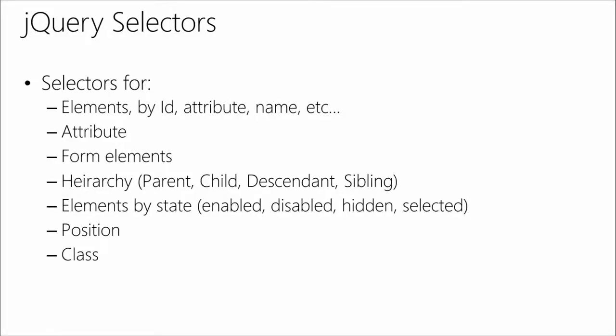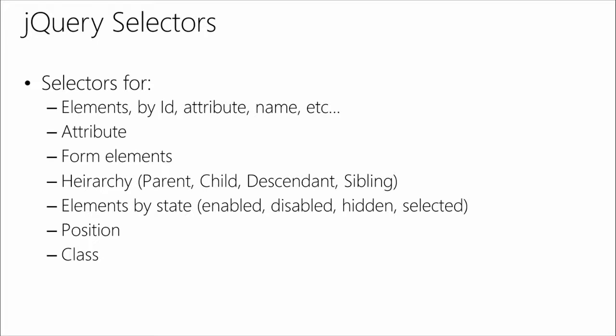Again, with selectors, CSS, that's kind of the big deal behind them since we're going to use that same syntax. So we have selectors for all sorts of different things. Elements, just to grab a single element, maybe by its ID, by the attribute, by its name, by the type of element that it is. We can also select via the attribute values. Form elements, that's an important one. Forms are everywhere. Hierarchy, so we could do parent and child, descendants, all of those kind of attributes.